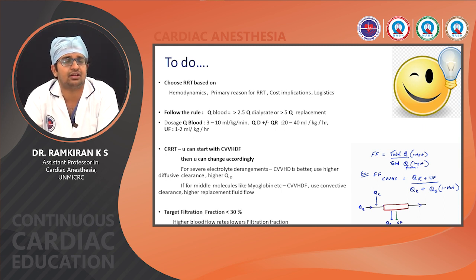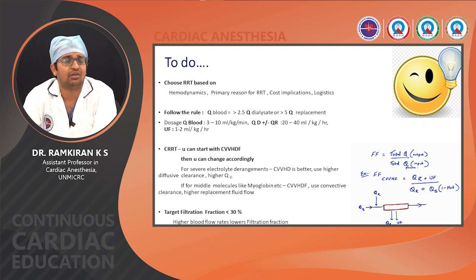So in pediatric dose, if you consider the weight-based doses, ideally in pediatrics the blood flow can range from around 3 to 10 ml per kg per minute. The dialysate or the renal replacement fluid dose can range from 20 to 40 ml per kg per hour, and the ultrafiltrate should be around 1 to 2 ml per kg per hour.